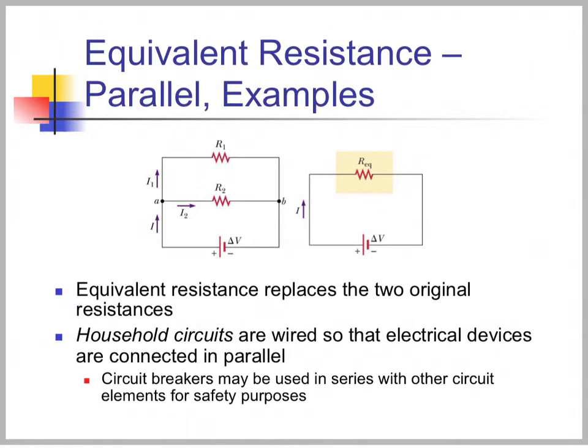Now, this method of wiring things is how household circuits are put together. The household is wired so that electrical devices are always connected in parallel. That ensures that the same voltage is delivered every time, and that if I have too much current going through so things are getting too hot, I can have a circuit breaker that will stop the current in one circuit but won't stop it in all the circuits.